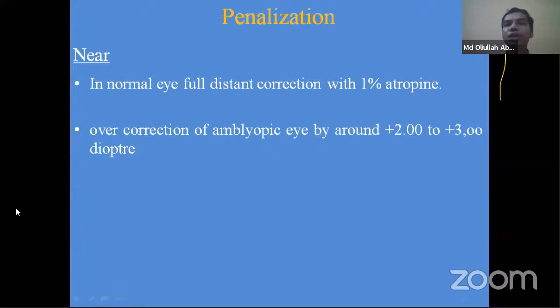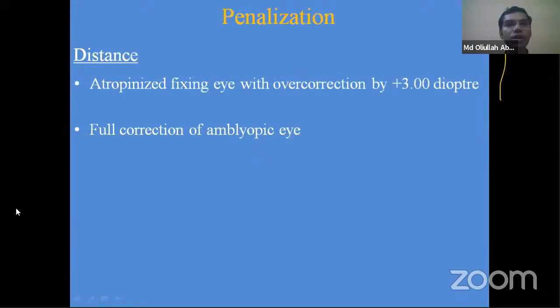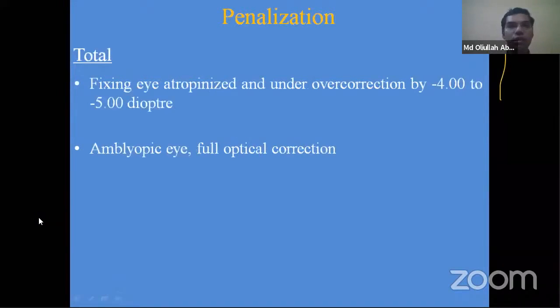What it does is blur the near vision, and in the better eye, you give an overcorrection of 2 to 3 diopters so that it has very good near vision. For distance penalization, in the atropinized eye, the better eye, you overcorrect by plus 3 diopters. Once you put atropine, it relaxes the complete accommodation, and the moment you put plus 3 on that eye, near vision becomes better in that eye. But distance vision, due to this excessive pseudo-myopia of plus 3 diopters, is not seen properly. And you give proper correction for the other eye, the amblyopic eye.